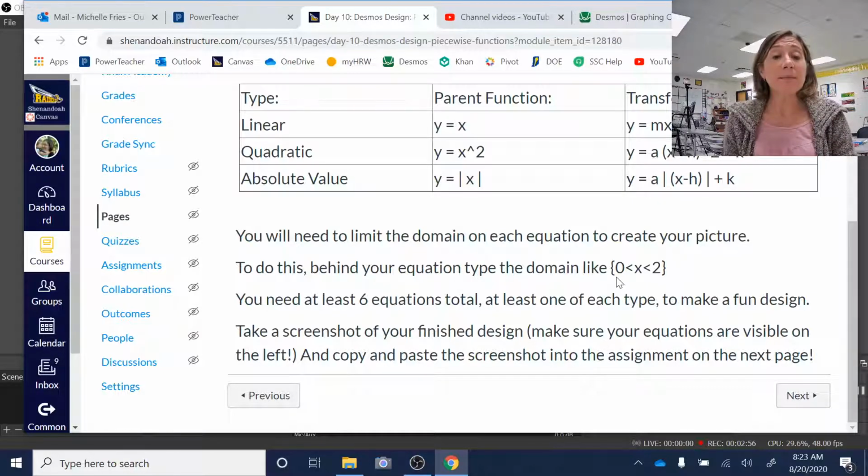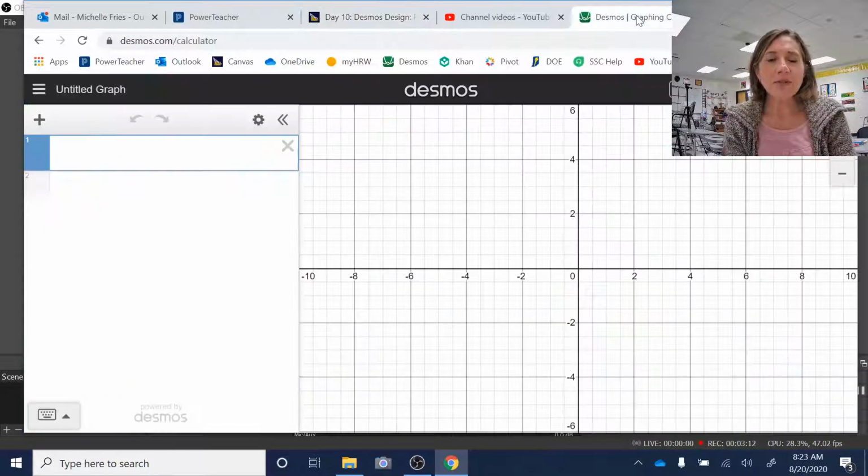What you're going to submit to me is a screenshot of your finished design. And make sure I can see your equations on the left. See, this is the left for you, I think. So make sure you can see the picture and the equations so that I can see those. So let me go over to Desmos, and I'll show you what I mean to get started.